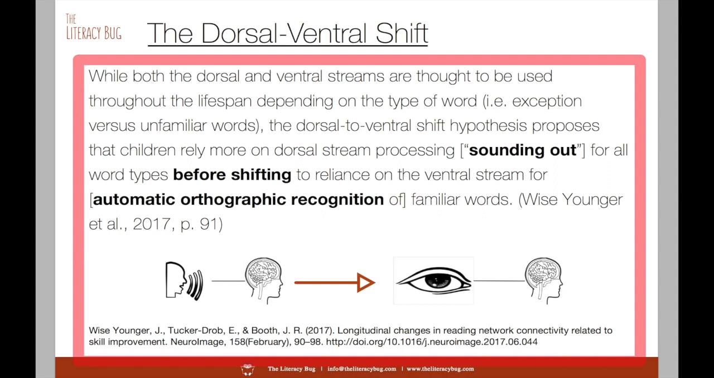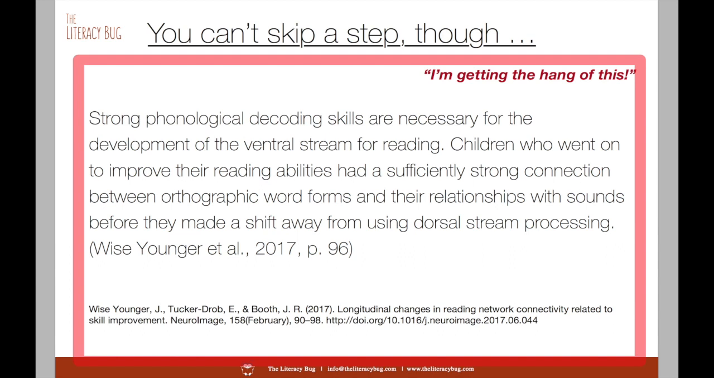So while both the dorsal and ventral streams are used throughout the lifespan, the dorsal to ventral shift hypothesis proposes that children rely more on the dorsal stream processing for all word types before shifting to a reliance on the ventral stream for automatic word recognition. But you can't skip a step.